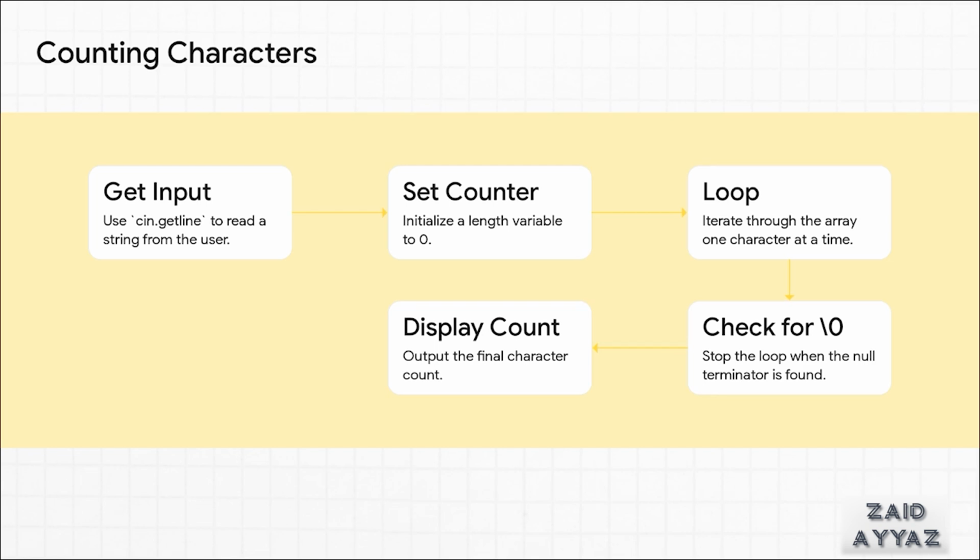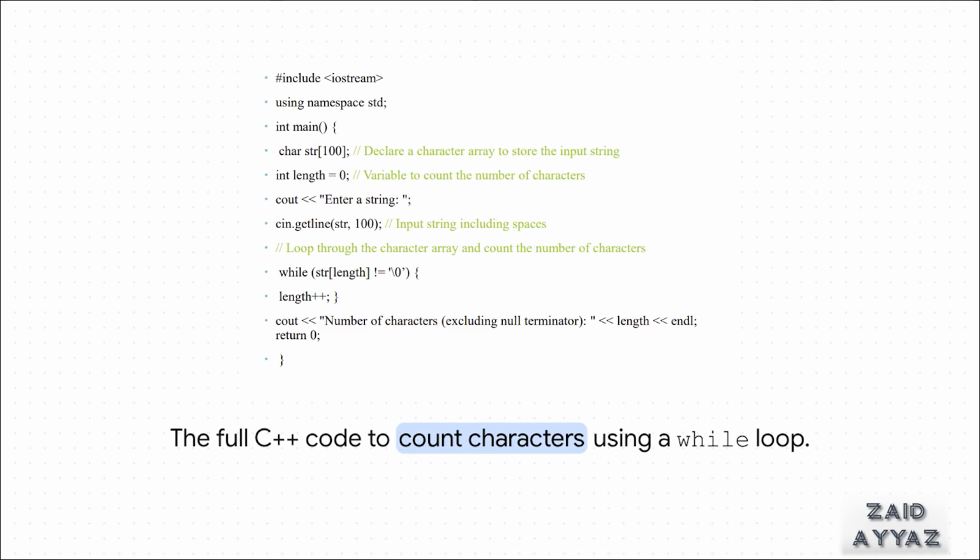The real magic is in the loop. We'll just go through the array one character at a time, and we'll stop when we finally hit that null terminator. Once we find it, we're done, and we just show the final count. And here's what that logic looks like as actual C++ code. We make our array and a counter, we use cin.getline, and then look at that while loop. It's so elegant. It just says, hey, as long as the character I'm looking at is not the null terminator, just keep counting. Beautiful.